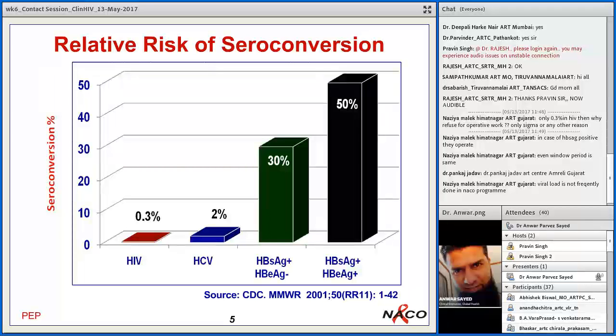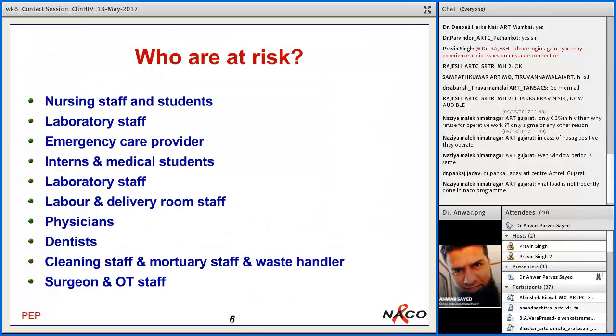So if a person is HIV positive, then the best time to take him for surgery will be when the viral load is undetectable. That actually is one step which doctors or surgeons can look at: what is the viral load of the person, so that the risk of transmission will be low if the viral load is low.